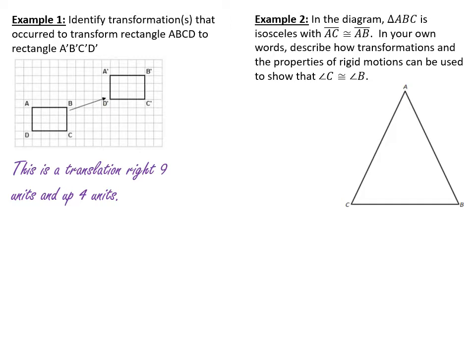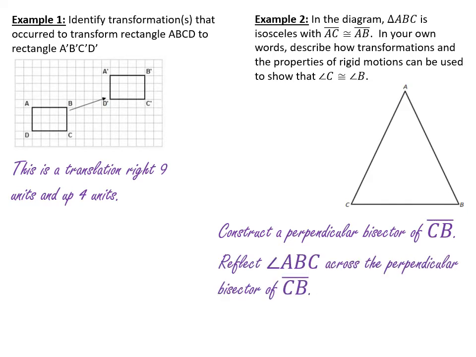Okay. Example 2, we've got triangle ABC is isosceles with AC congruent to AB, so those are those line segments. In your own words, describe how transformations and the properties of rigid motions can be used to show that angle C is congruent to angle B. So start with, we construct a perpendicular bisector of that base CB. So if we cut that in half and then reflect angle ABC across that perpendicular bisector of CB, that would show that if angle ABC lines up with angle ACB, then they match, and that would show that they are congruent.